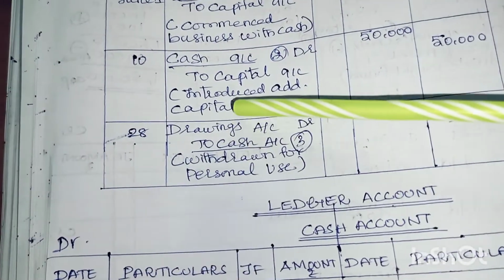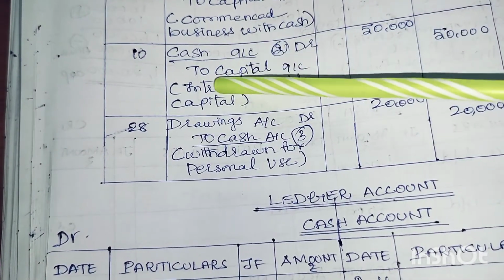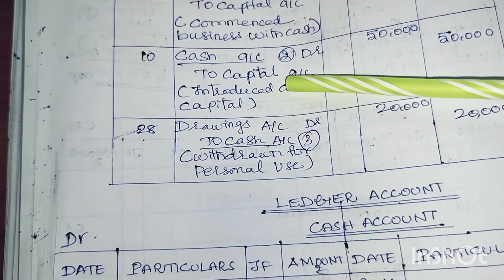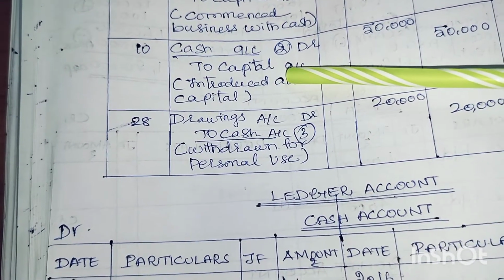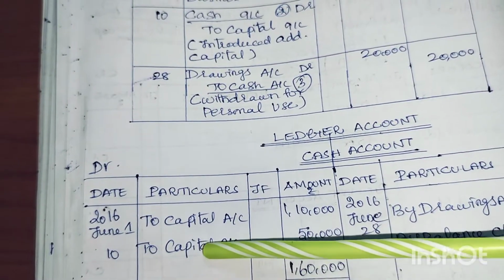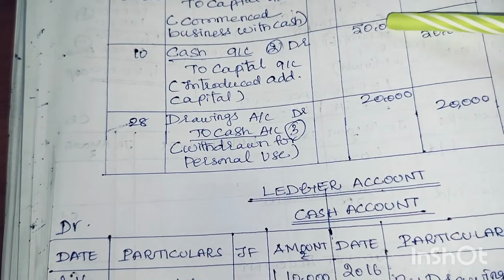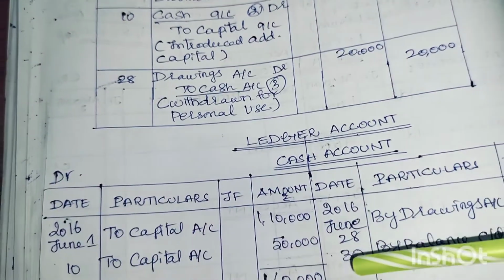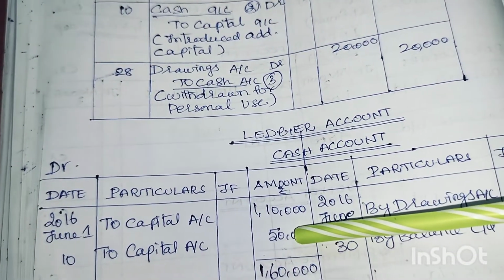Then what is the opposite account from the cash account? Capital account is the opposite account from the cash account. So what we do, we have to enter to capital account. How much rupees? 50,000 rupees. So we enter the 50,000 rupees in the amount column.